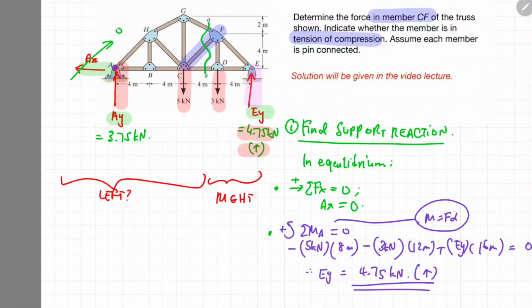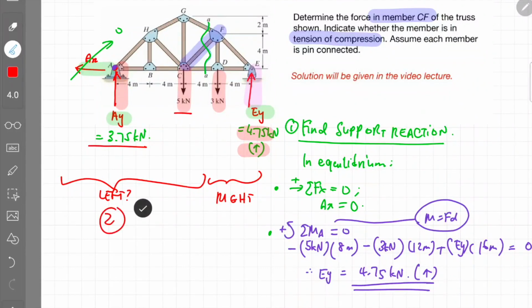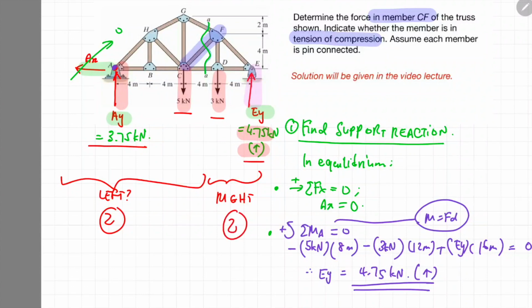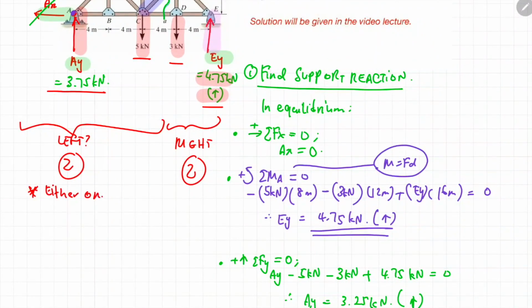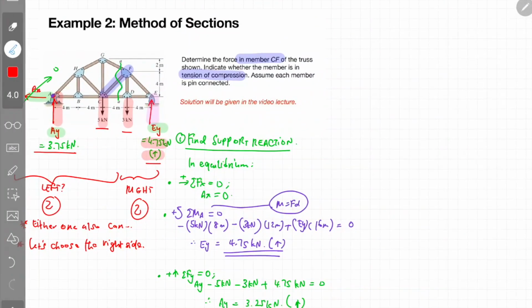Okay, accordingly, let me check. How many external forces are there if we are to solve it from the left side of the structure? There will be only two external forces, which are AY and also the 5 kilonewton. And if I were to solve it from the right side of the truss structure, again there will be two forces as well, which are 3 kilonewton and the EY. So in this case, you can choose either the left side or the right side to proceed with your analysis, okay? I would choose the right side because it has a lower number of truss members, so it will be easier for me to redraw the truss diagram.